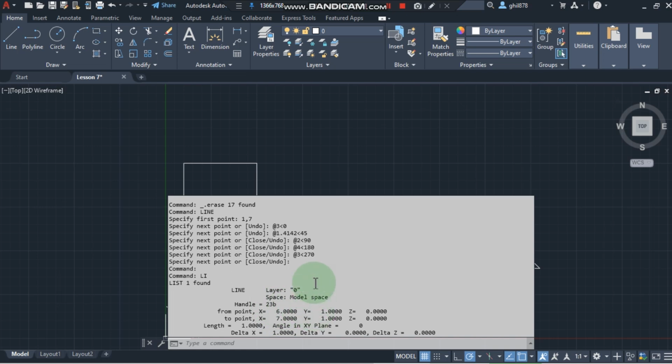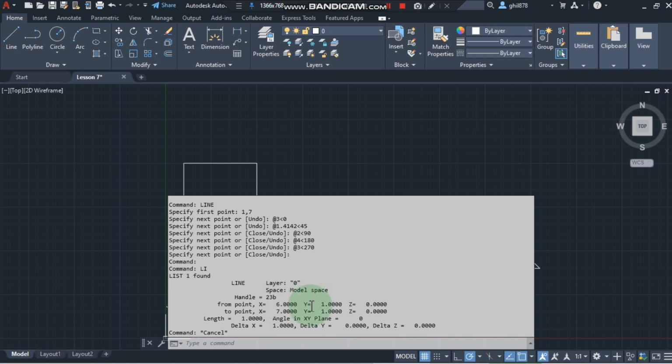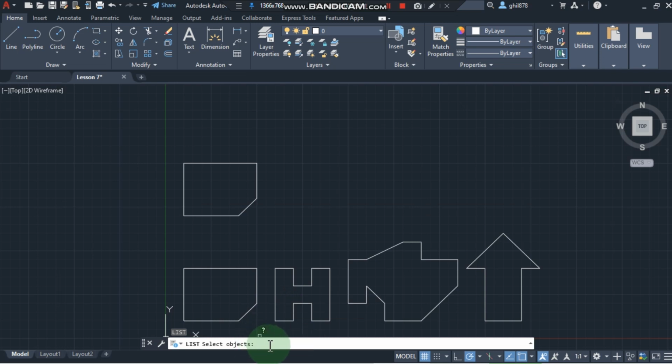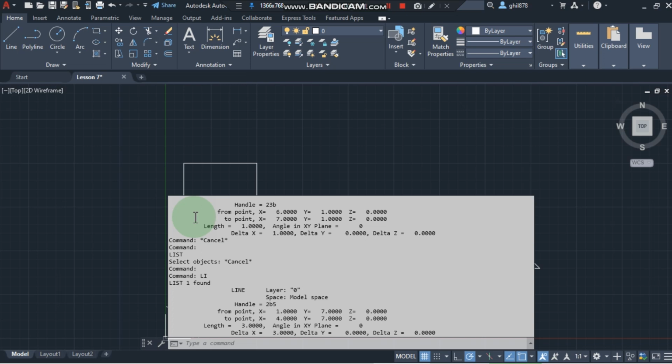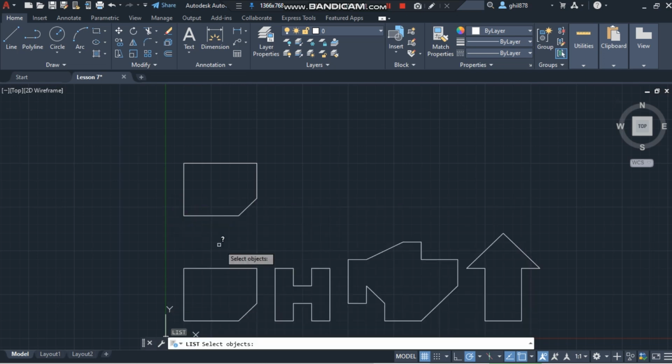6, just a minute, 7. So let's draw our line. First point, so it's a distance of 6 x coordinate, 7. So that will be our first point here. So let us draw the letter H.